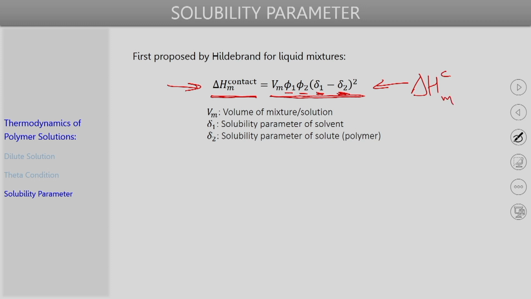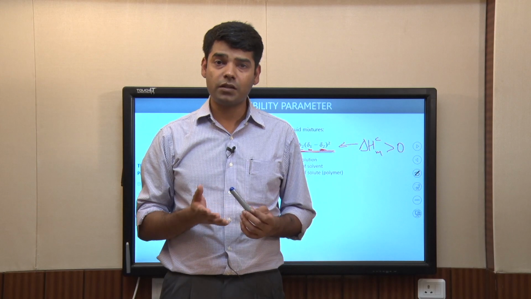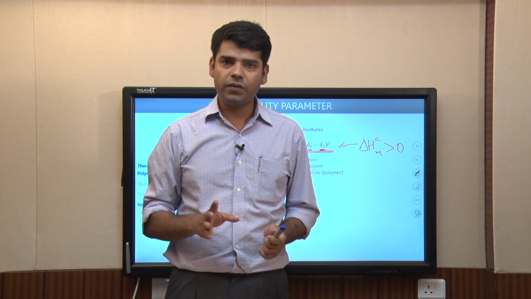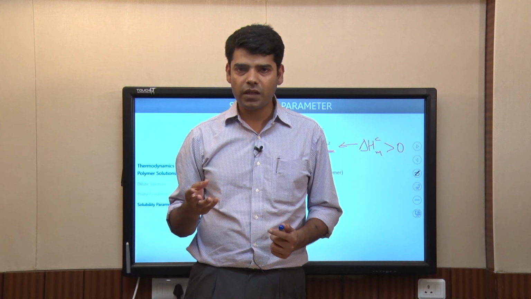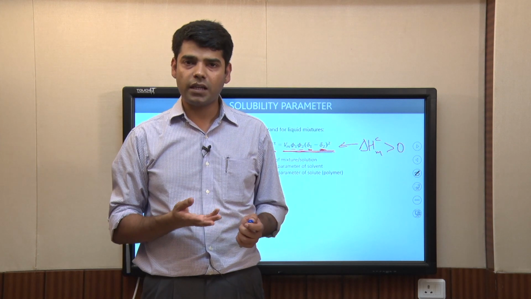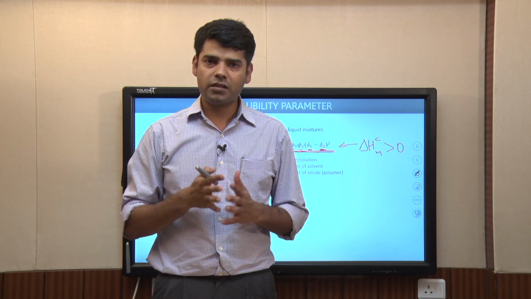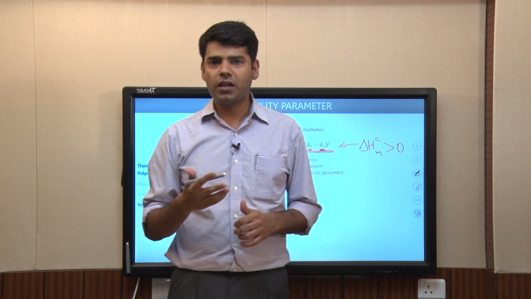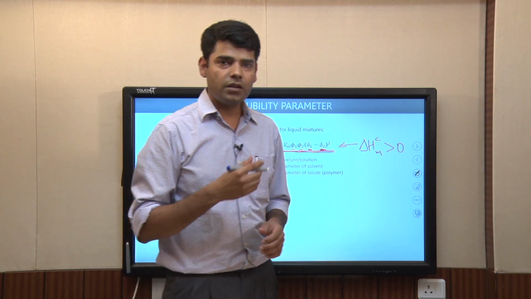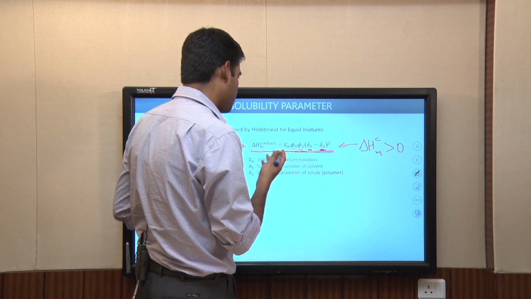One thing to note here is that this delta H M contact that the Hildebrand approach gives will always be positive, because every term on the right hand side is positive. So, it can only describe systems where the enthalpy change of mixing is positive, and that is fine for a lot of systems, but there are many systems where the enthalpy change of mixing is actually negative, especially for systems where hydrogen bonding and such directional interactions are prevalent. This approach does not describe such solutions properly.